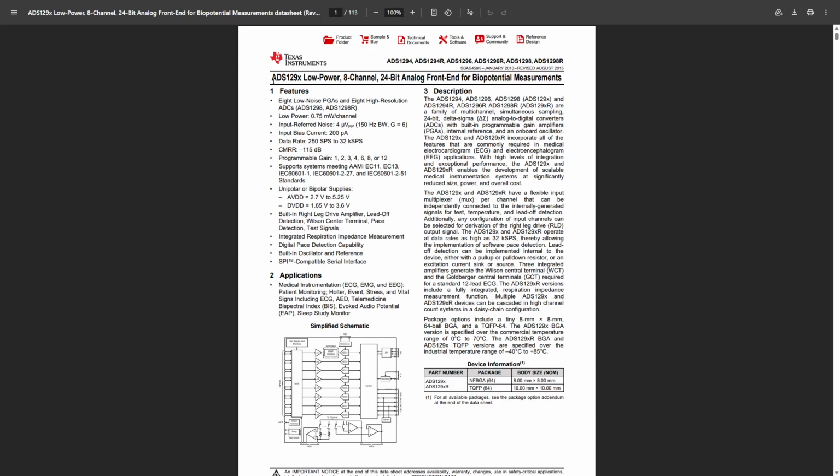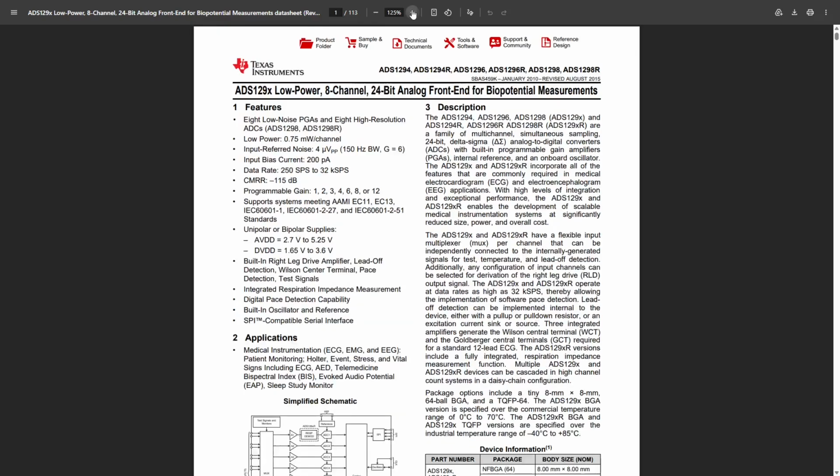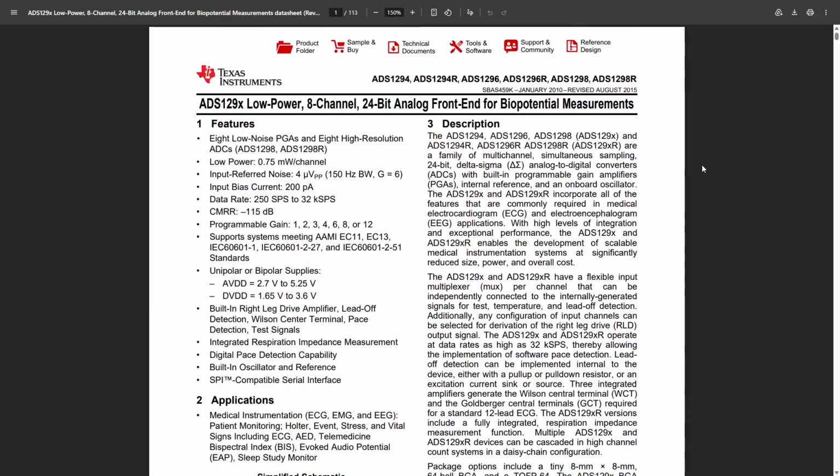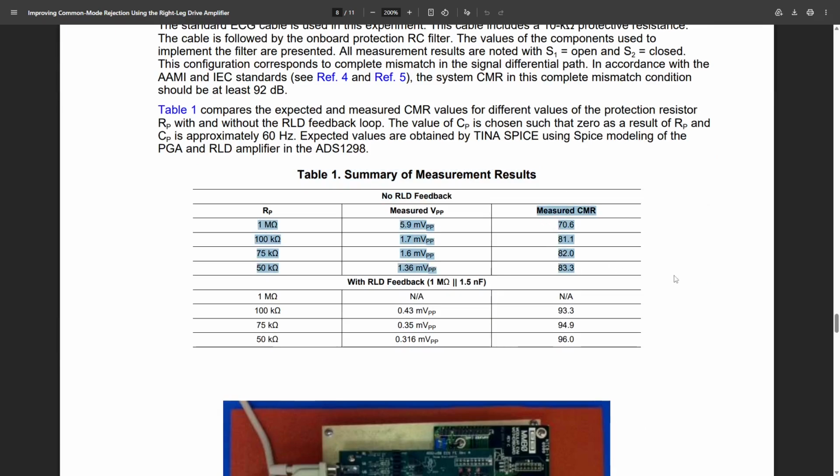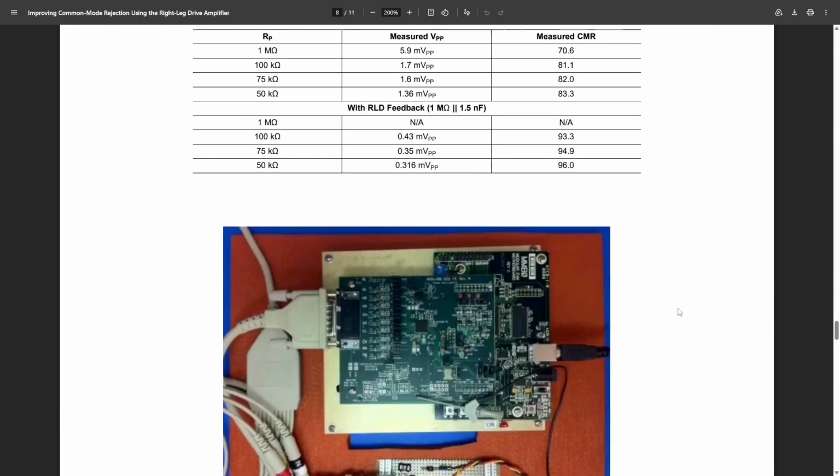At the end of the application report, Texas Instruments tested the RLD technique using the ADS1298, which is a low-noise analog front-end designed for biopotential acquisition. Without the RLD feedback loop, the system achieved a common mode rejection of around 81 dB. After enabling the RLD feedback, the rejection improved to more than 93 dB. This means that the feedback loop was able to significantly reduce the amount of 50 Hz interference reaching the measurement system.